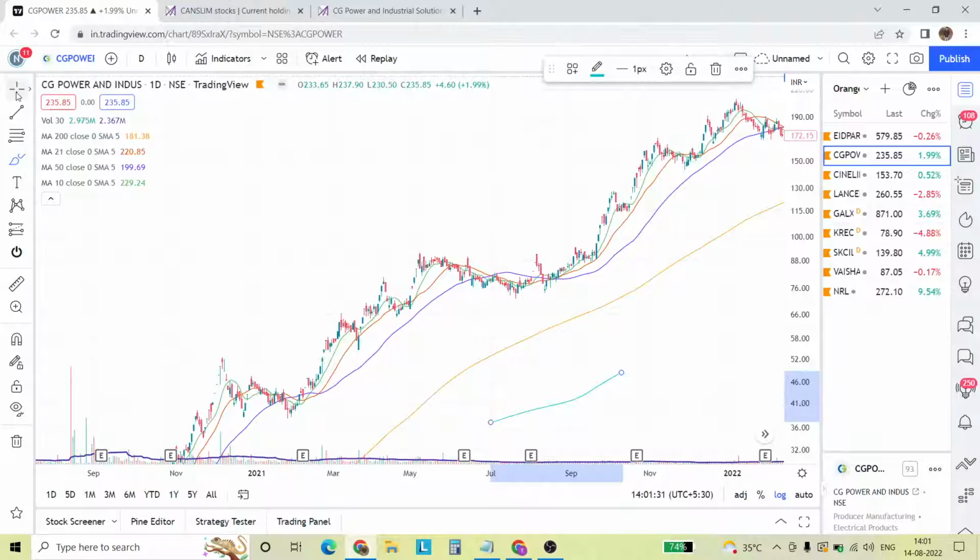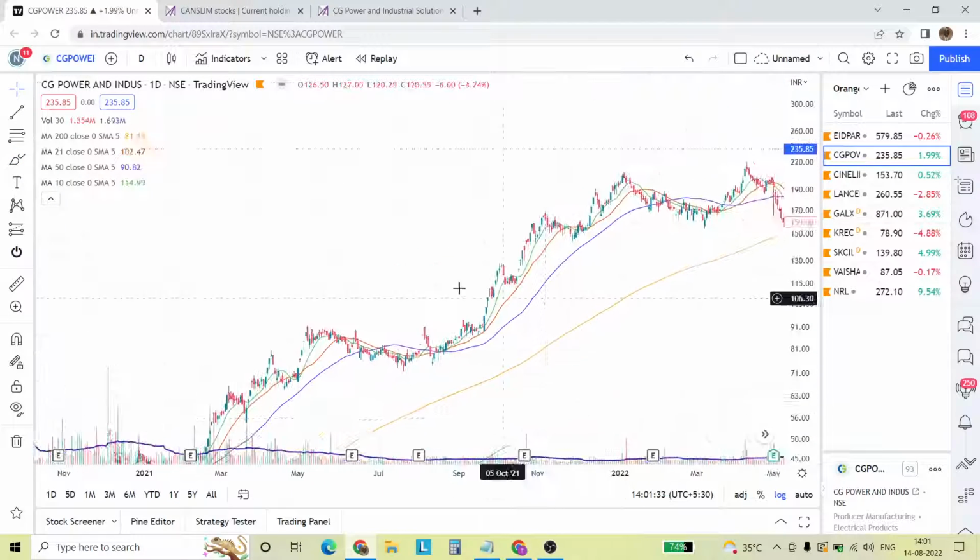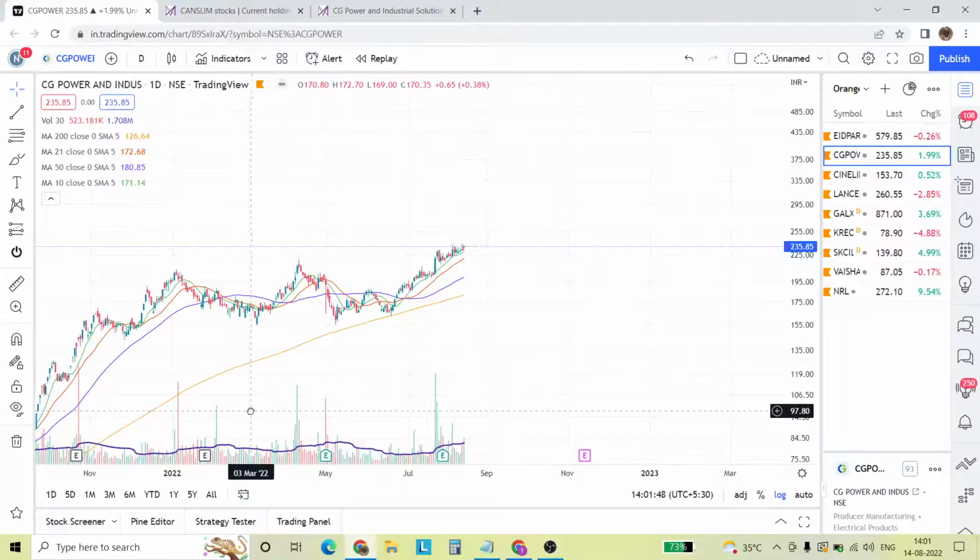What I'm trying to explain is that we need not catch the entire move. We just have to catch a quick 40-50% move, take our money, and combine it with our capital. Now it's compounded, and we put it in another stock which is ready to go. So that is the point.